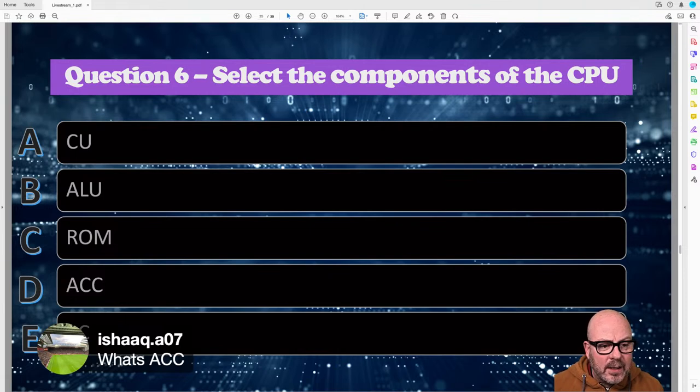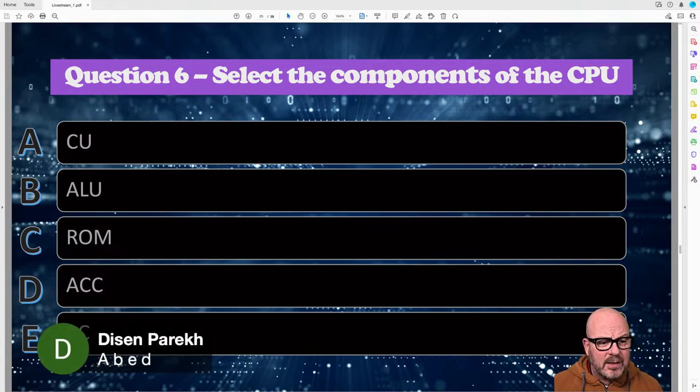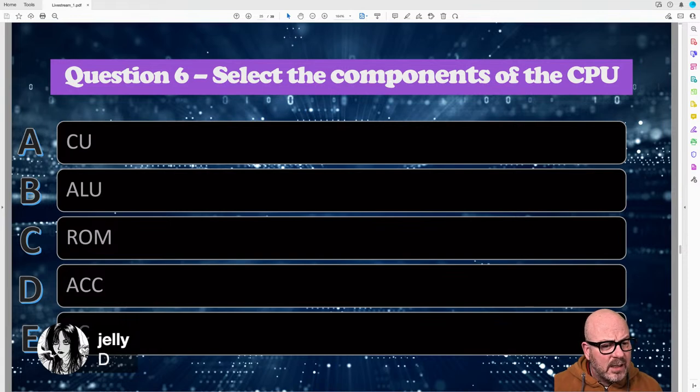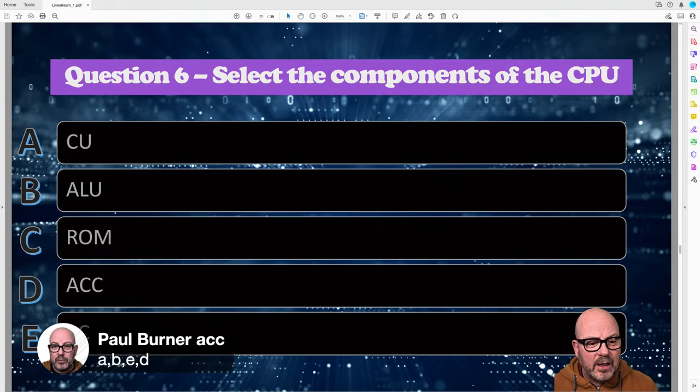BCE, says Sanuka. ABDE, says Pablo. ABED, says Decent, which is the same as what Pablo said. Ishak says ABDE. We've got Jelly with ABE, then D, then ABDE. Make your mind up. Paul, ABED. Okay, I think we're getting the picture. Let's have a look and see where this one takes us.